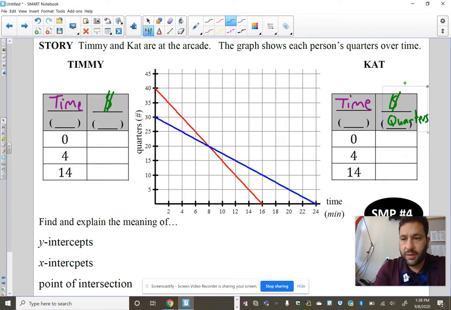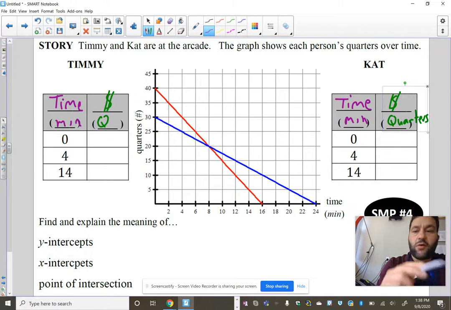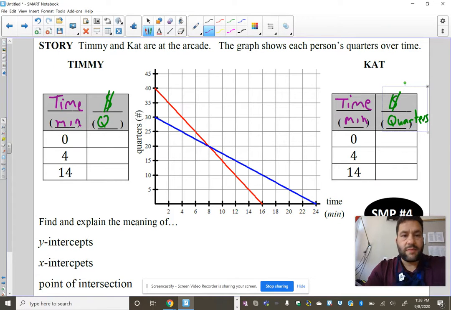Okay, with time being in minutes. So we want to make sure we fill those in. So let's focus on one person at a time. Let's look at Timmy. Okay, so we're going to say Timmy is in red, and we are going to say Kat is in green.